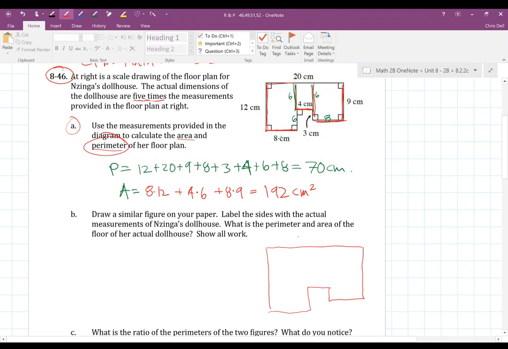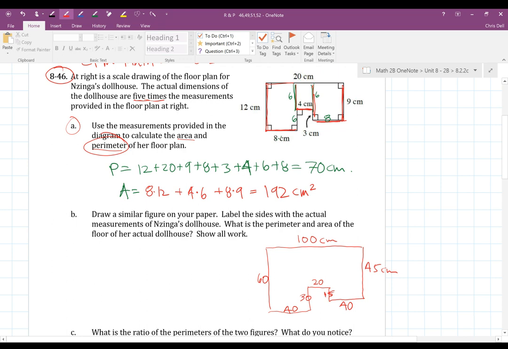So really, this is not 20, it's really 100 centimeters. I multiply by 5. That's 45 centimeters. This is going to be 5 times that, which is 40. This one is 15, because that was 3. This one's 20. We know this is 6 times 5 is 30. 8 times 5, again, 40. And then 5 times 12 is 60. So there's my actual sides.